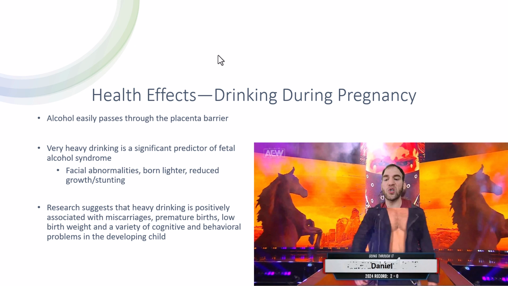Fetal alcohol syndrome is associated with facial abnormalities, lighter birth weight, and reduced growth or stunting. Research suggests that heavy drinking is positively associated with miscarriages, premature birth, low birth weight, and a variety of cognitive and behavioral problems in the developing child. So a positive correlation means that the more you drink, the higher the risk for premature birth and miscarriages. Both variables work in the same way, up or down, in this case up.